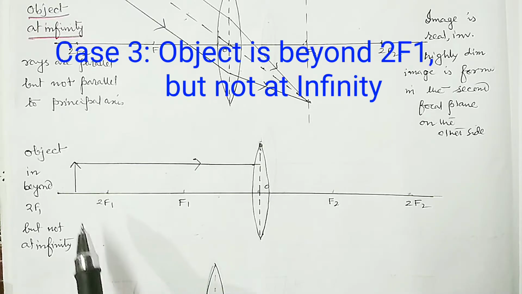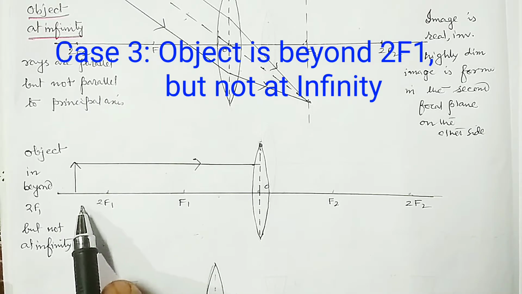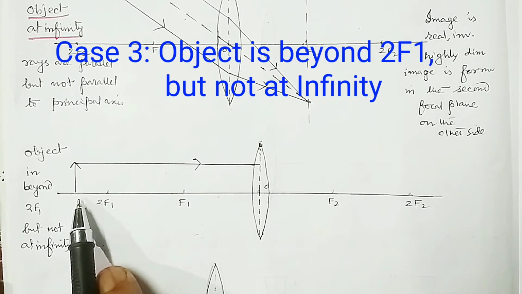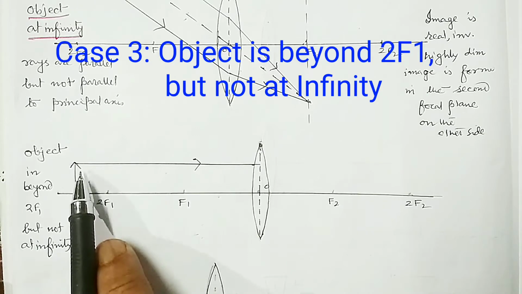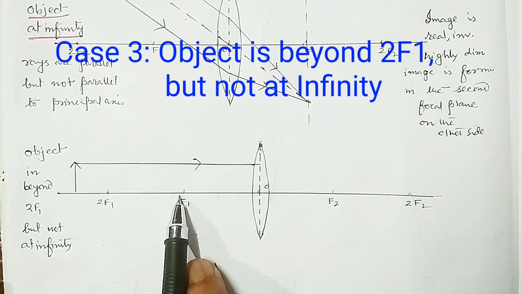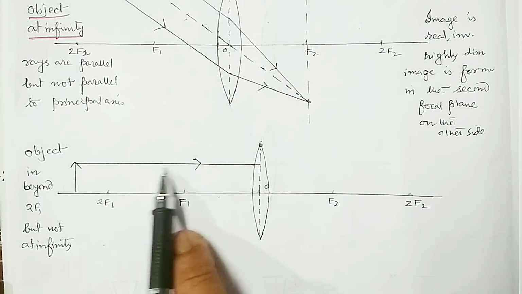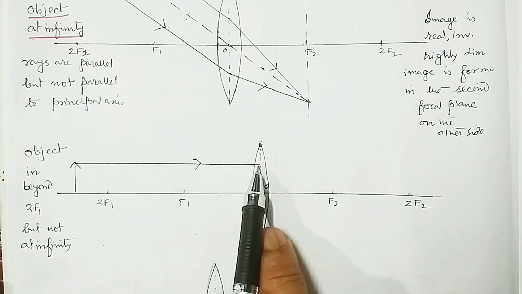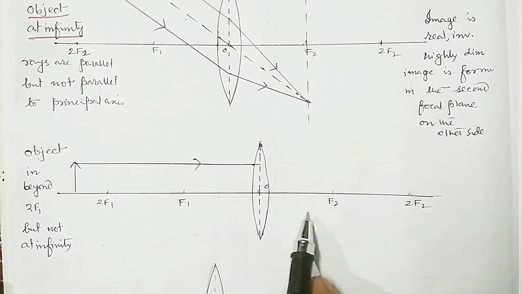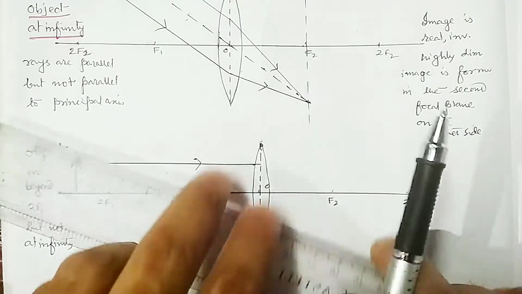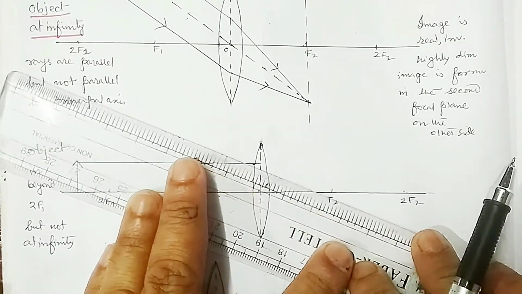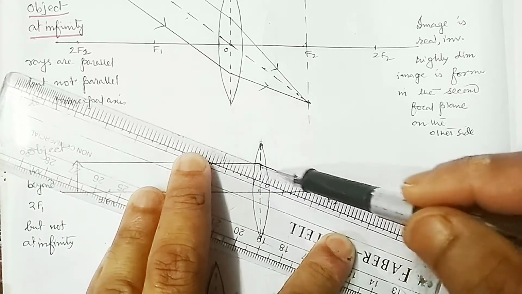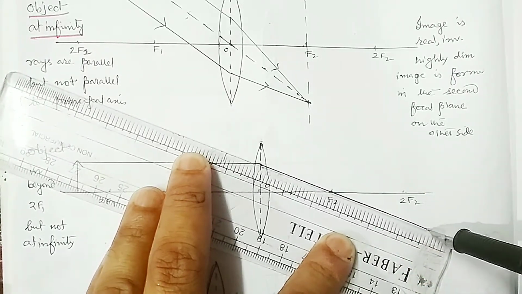In case 3, the object is beyond 2f1 but not at infinity. Let me show you the image formation in this case. From this object, rays are going in different directions. I am considering one ray which is parallel to the principal axis, and we know the rule that any ray which is parallel to the principal axis, after refraction through the lens, will pass through the second principal focus. So this ray after refraction will pass through f2. So we can just join this point and f2.